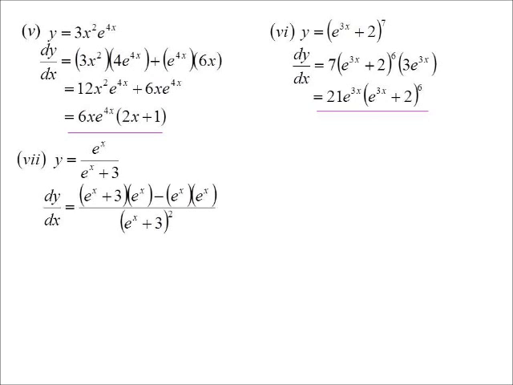Now be real careful. It is so easy to make a silly mistake here and go e to the x times e to the x is e to the x squared. Of course it's not. Remember your index rules. Add the powers. It's e to the 2x. So in that one I've got e to the 2x plus 3 e to the x minus e to the 2x. So the e to the 2x's cancel out and I just have 3 e to the x on the top of that one.